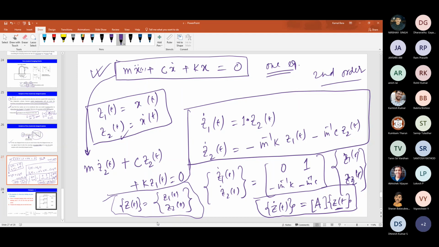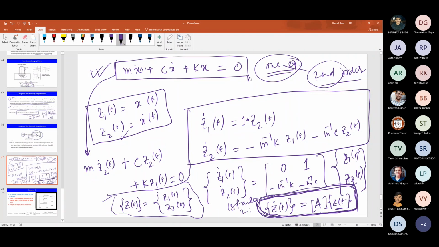Okay. So what is this equation? Is this first order or second order? First order. So this is a first order equation. How many equations? Two equations. One equation second order, two equations first order. In general, n second order equations become 2n first order equations. This is called the state space equation. Just remember the terminology, nothing more than that.